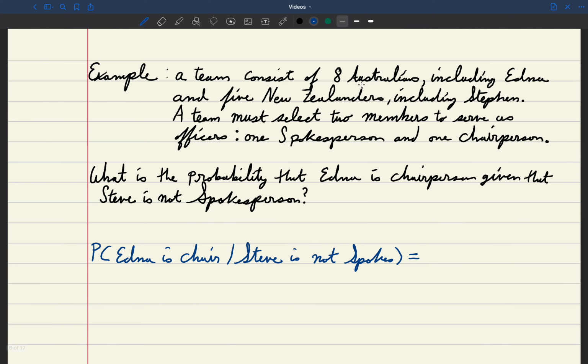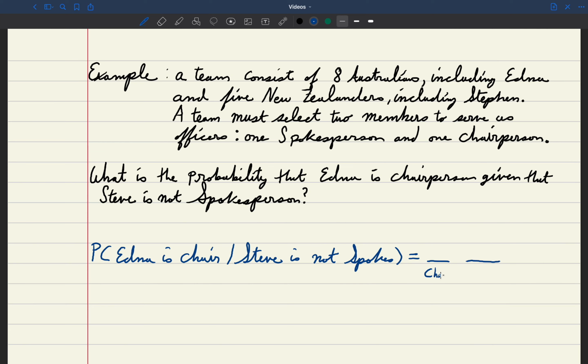Same setup: 8 Australians, including Edna, 5 New Zealanders, including Stephen. And we're still selecting 2 members, 1 to serve as spokesperson, 1 to serve as chairperson. What is the probability that Edna is the chair, given that Stephen is not the spokesperson? So this is a little bit different. It's just kind of a new twist on the same problem.